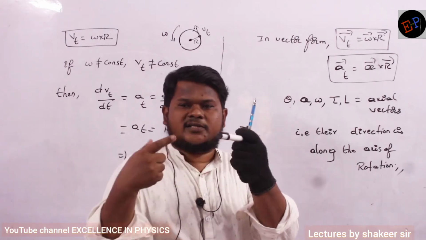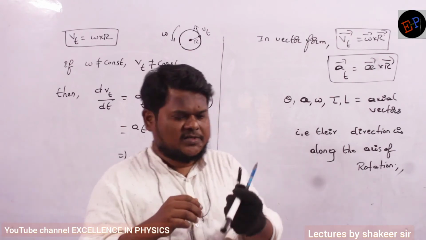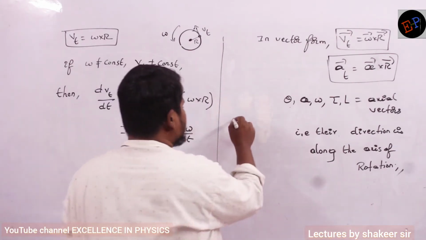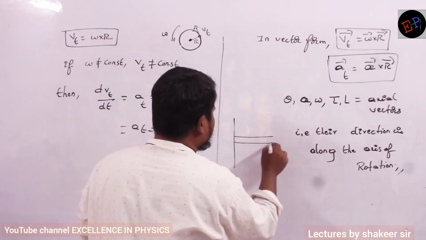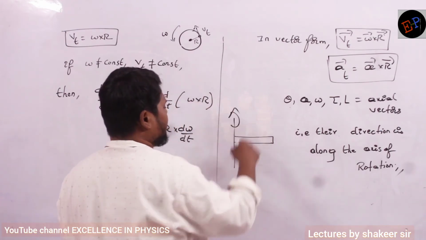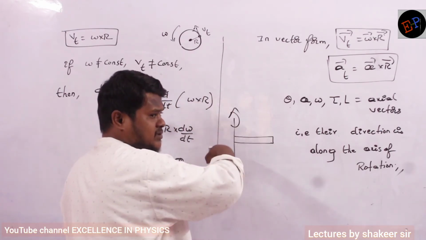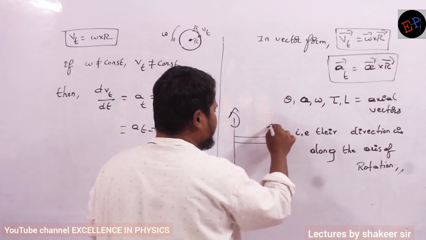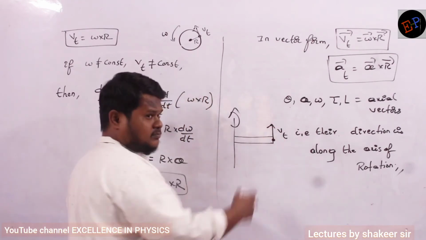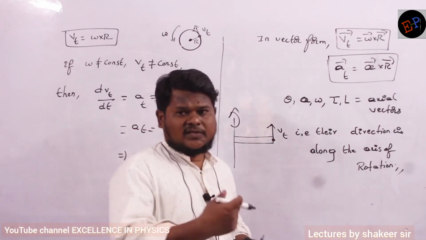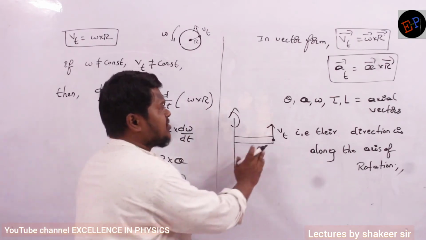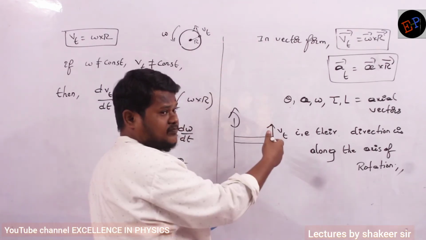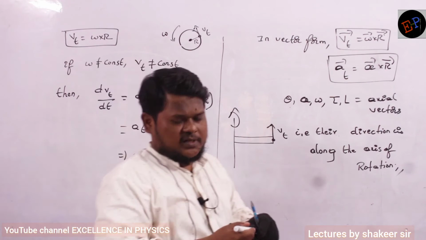Because this is the direction of tangential speed, no? See, this is the axis of rotation and this is the rotating body. The body is rotating like this. It means the tangential speed is present inside the board. Tangential speed is in which direction? It is not present like this, it is present inside the board. Understood? The same concept I am explaining here also.